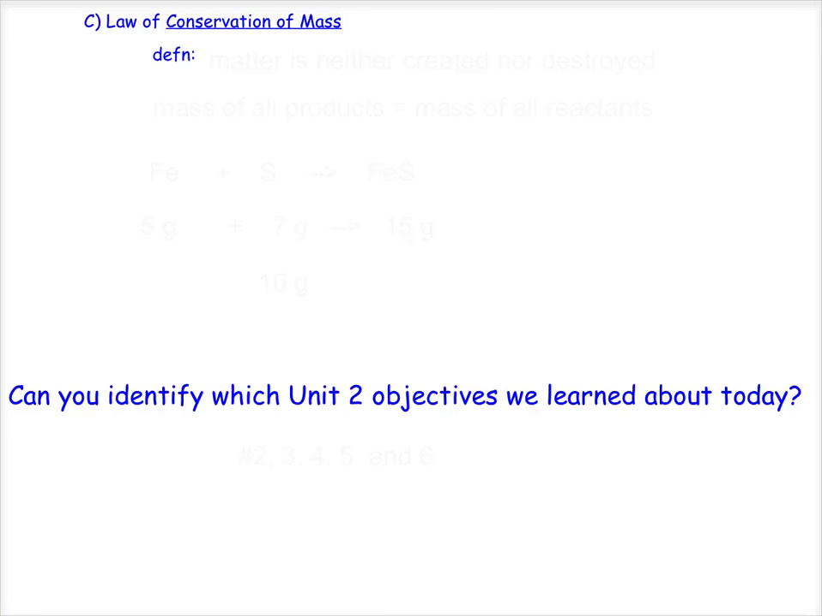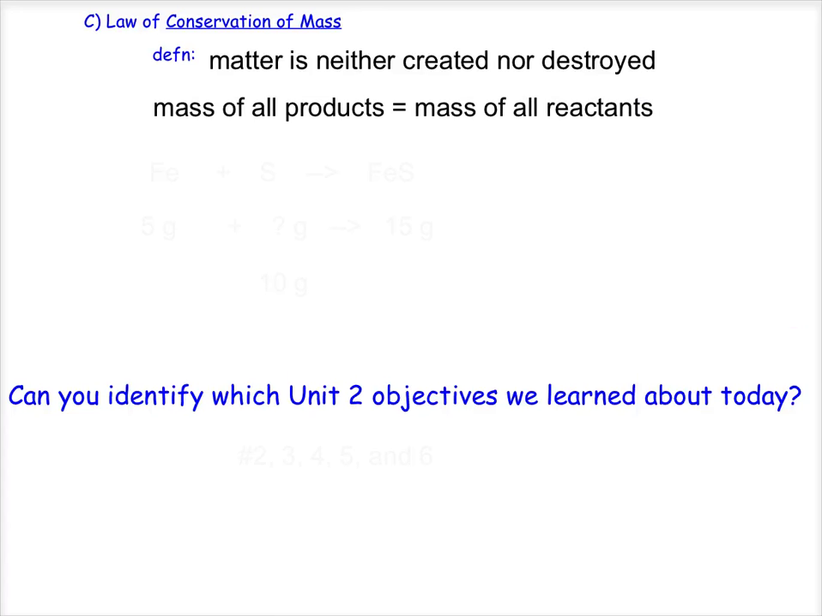The last piece of this lecture is the law of conservation of mass. A definition of the law of conservation of mass is when matter is neither created nor destroyed, it is just converted from one form to another. Now, one of the things that you can take from this is that whatever the mass of all your products is, must be equal to the mass of all your reactants.